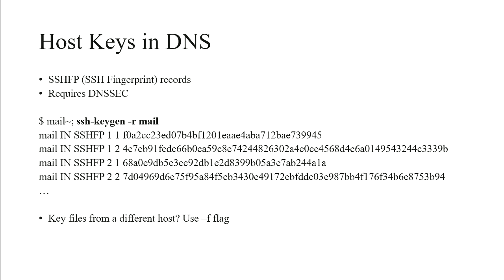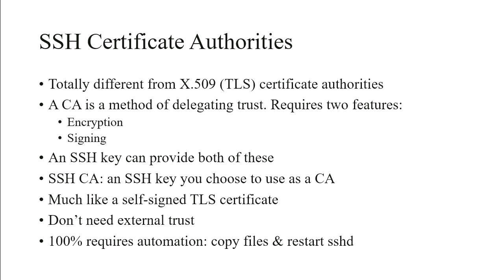So, you generate an SSHFP record with ssh-keygen -r and the host name, and it spits out a bunch of SSHFP records. Put those in your zone file. If you are using key files from a different host, add the -f flag. So, that's fairly straightforward for traditional SSH use. Or you look them up from the network, client and server alike.